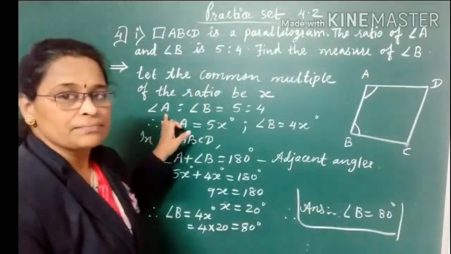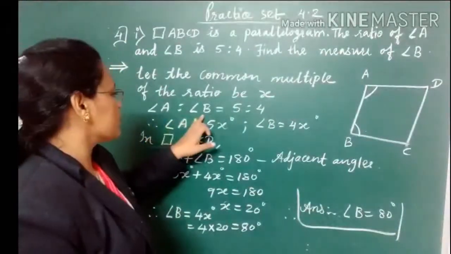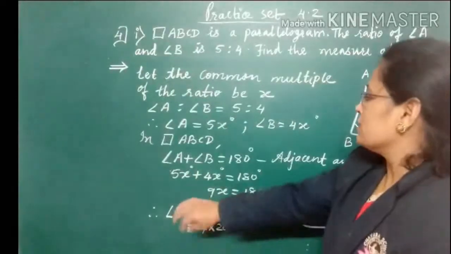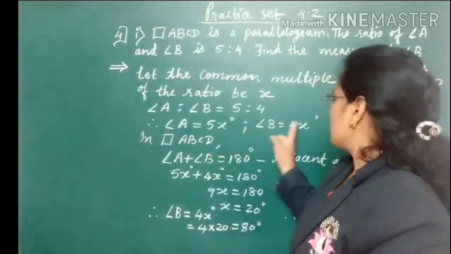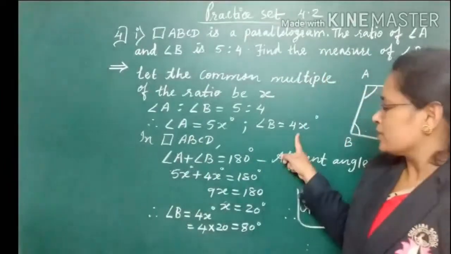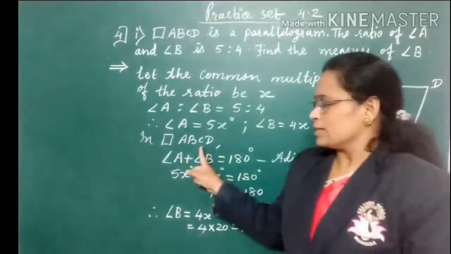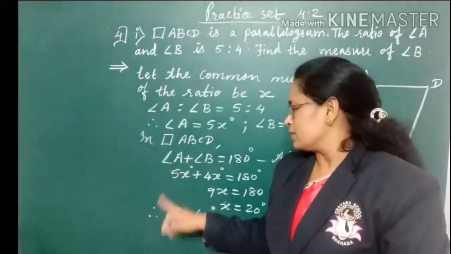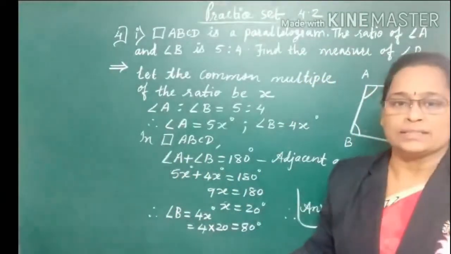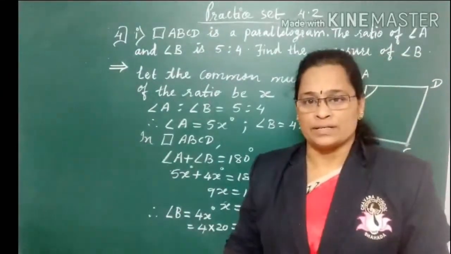What is the ratio given? The ratio of angle A to angle B is 5:4. Now if you multiply 5 by x and 4 by x, we get angle A equal to 5x degrees and angle B equal to 4x degrees. So here in quadrilateral ABCD, that is a parallelogram, angle A plus angle B is equal to 180 because they are adjacent angles and their sum is 180 degrees.